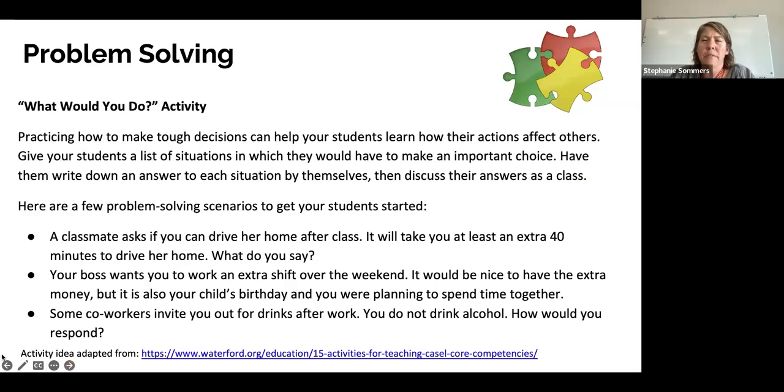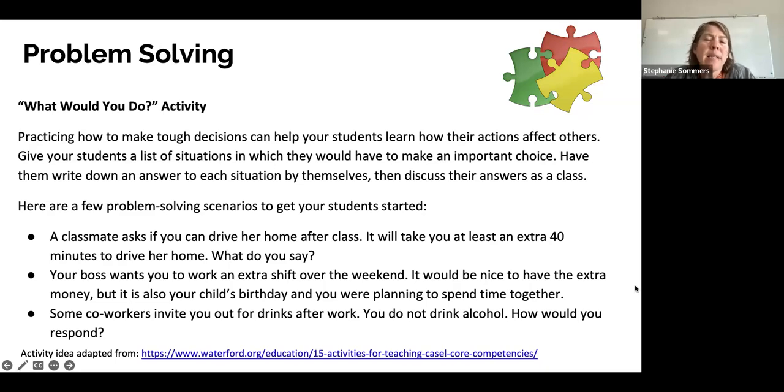Here is another kind of activity. This one is called What Would You Do? This activity is related to problem solving. So practicing how to make tough decisions can help your students learn how their actions affect others. Give your students a list of situations in which they would have to make an important choice. Have them write down an answer to each situation by themselves and discuss their answers as a class. So here are a few problem-solving scenarios to get your students started.